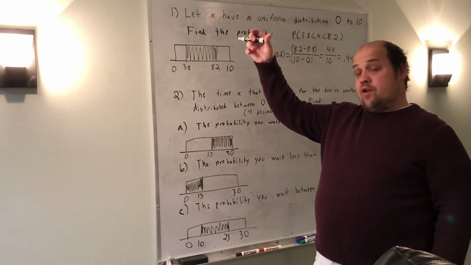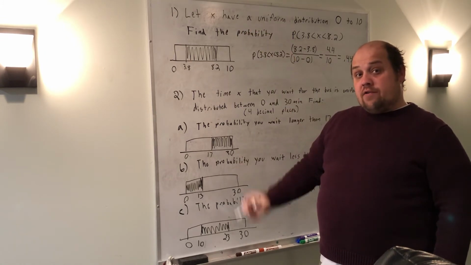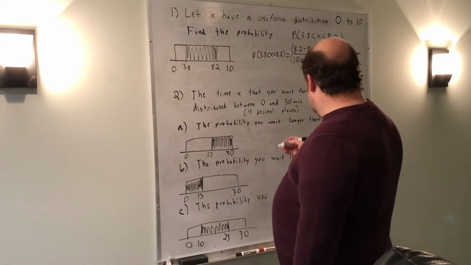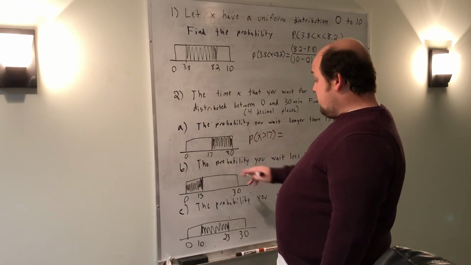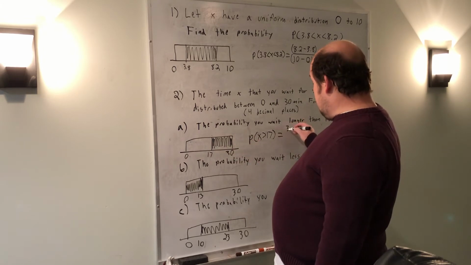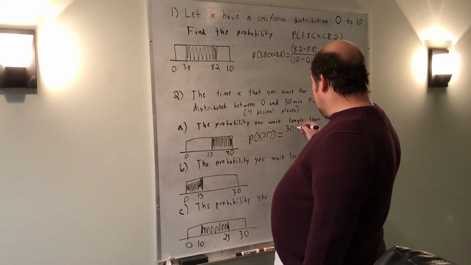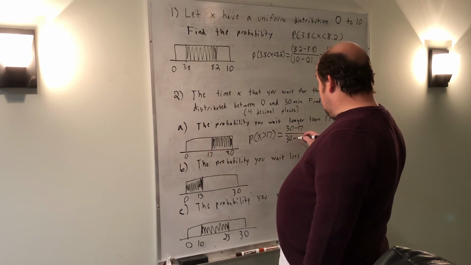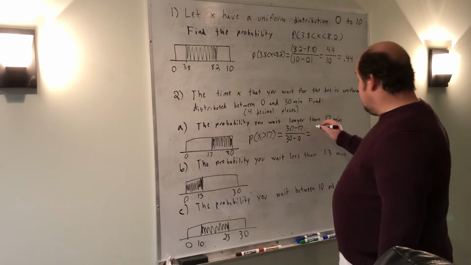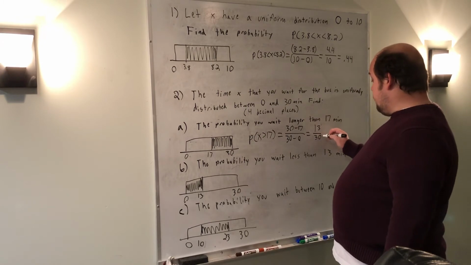If you can make this drawing, then all you need to do is know how to translate it by saying shaded area on top of the fraction, total area on bottom of the fraction. So here, the probability that x is greater than 17 equals shaded area end minus shaded area start over whole box end and start. That gives me 13 divided by 30.